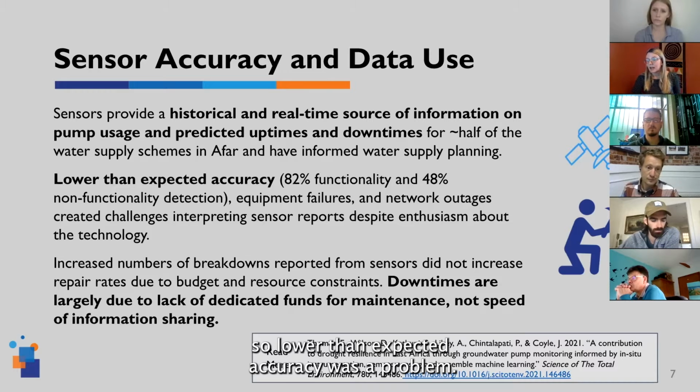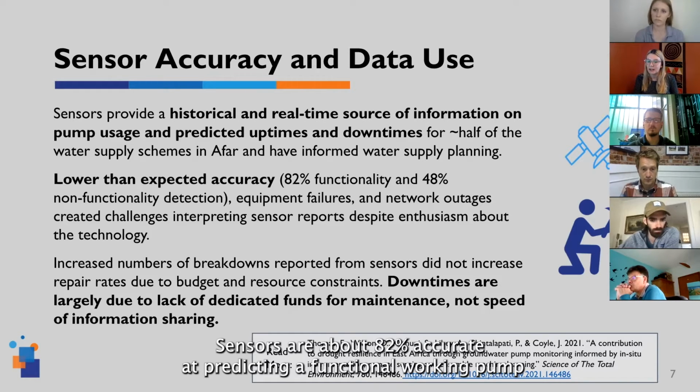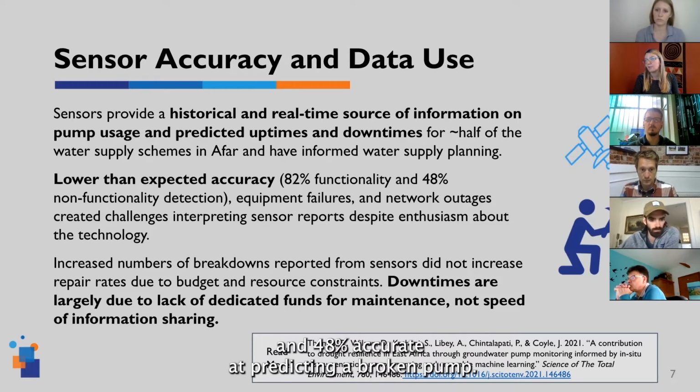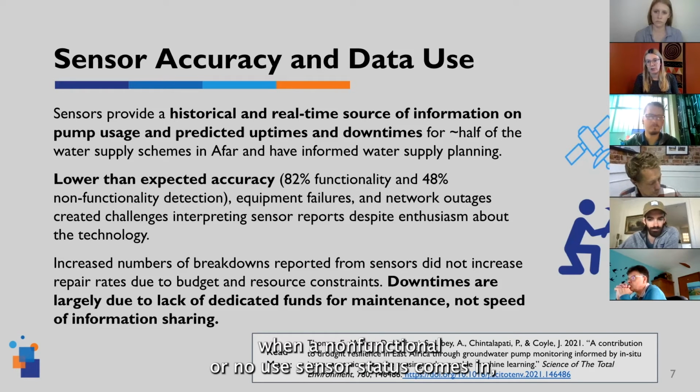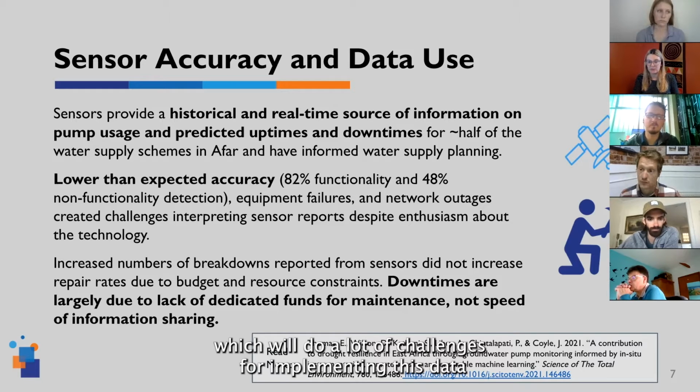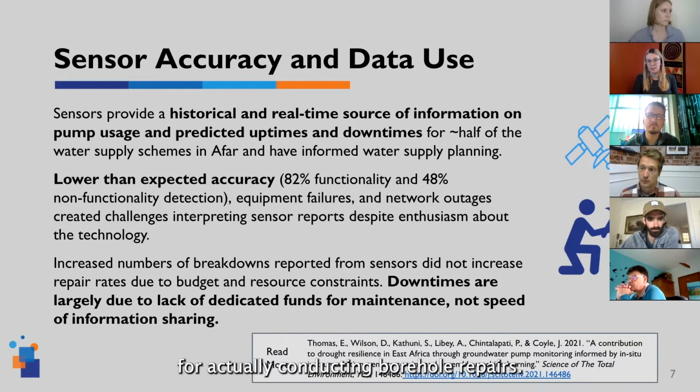So lower than expected accuracy was a problem. Sensors are about 82% accurate at predicting a functional working pump and 48% accurate at predicting a broken pump. So there is a lot of uncertainty about whether a pump is actually broken when a non-functional or no use sensor status comes in, which led to a lot of challenges for implementing this data for actually conducting borehole repairs.